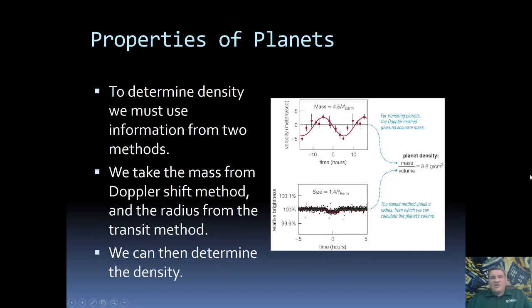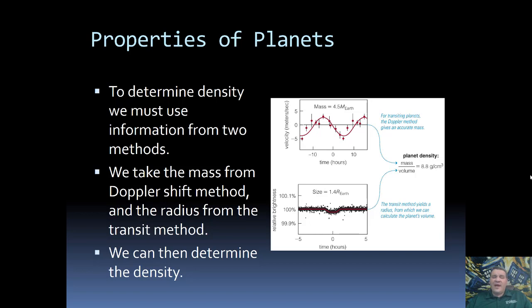Now, we can't actually determine the density unless we have both the mass and the radius. Unfortunately, that means that we have to use two different methods to get at density. We use the Doppler shift method to figure out the mass, and then we use the transit method to figure out the radius, which then gives us the volume. And with the mass and the volume together, then we can figure out the density of the planet.